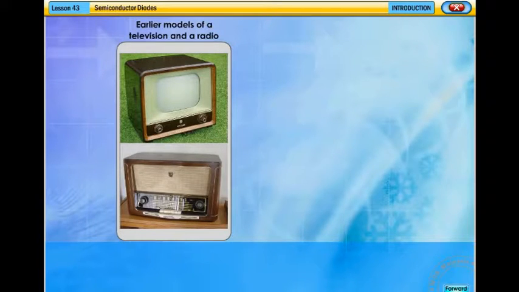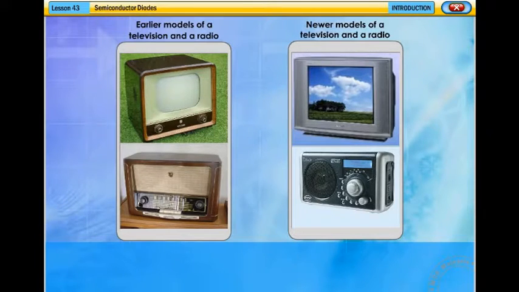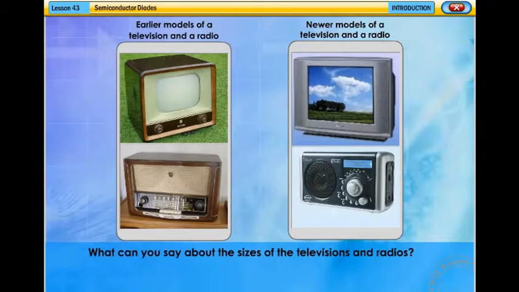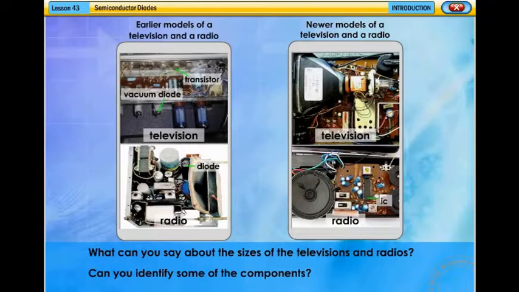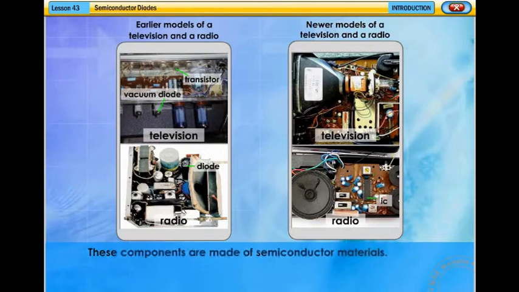These are the earlier models of a television and a radio. These are the newer models of a television and a radio. What can you say about the sizes of the televisions and radios? Can you identify some of the components? These components are made of semiconductor materials. What are semiconductor materials?